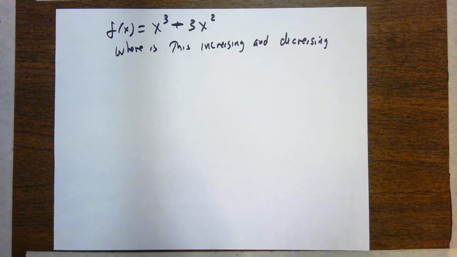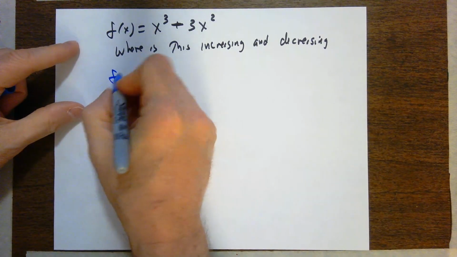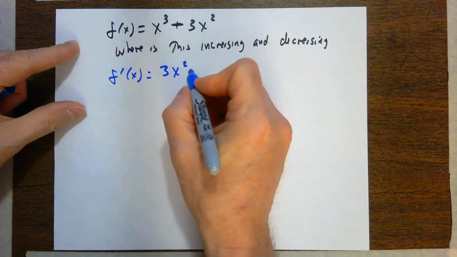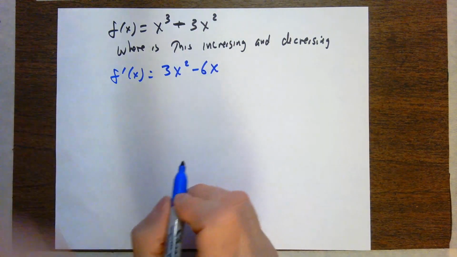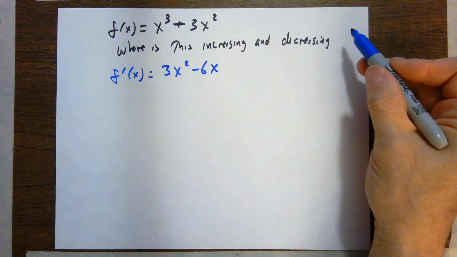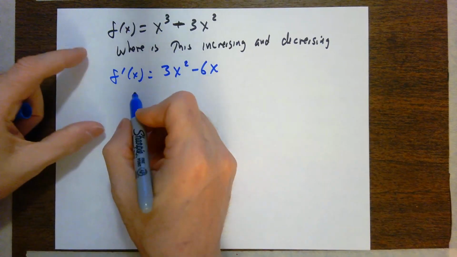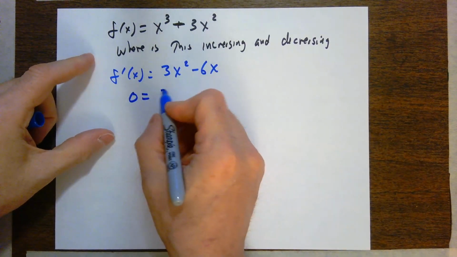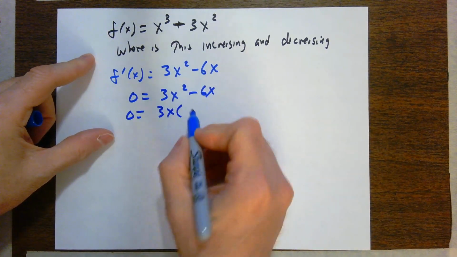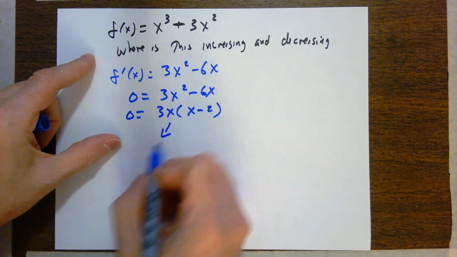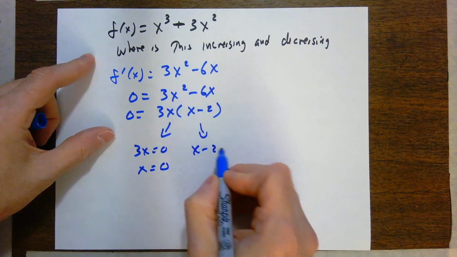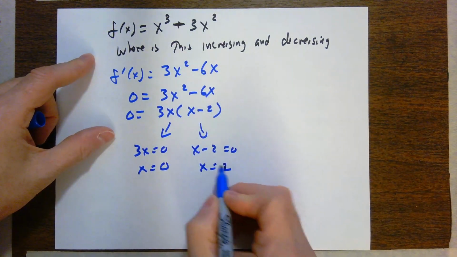And as you can imagine, the first thing we're going to do is start by taking the derivative of the function, and I'm going to get 3x squared minus 6x. And I don't have an interval here, so I'm very interested in seeing where this is equal to 0. So if I set it equal to 0, 3x squared minus 6x, factor out 3x, x minus 2, and I get x equals 0, x minus 2 equals 0, and x equals 2.